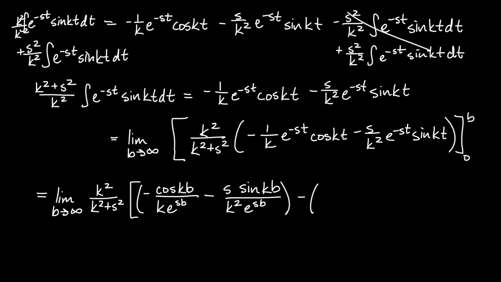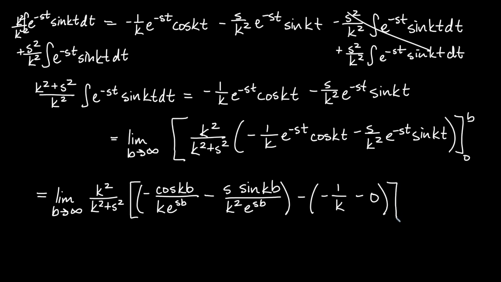So if we plug in 0, think about what happens. We'll get cosine of 0, which is 1, so we'll have 1 on the top. We'll have e to the 0, so we just get 1 everywhere except for this 1 over k, so we get negative 1 over k. And if I plug in 0 here, sine of 0 is 0, so actually all of this just becomes 0.